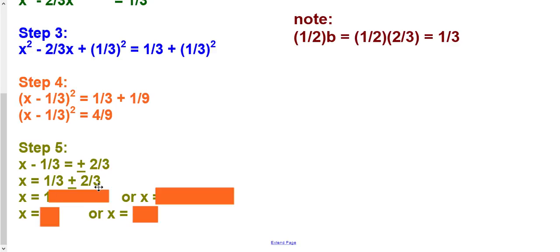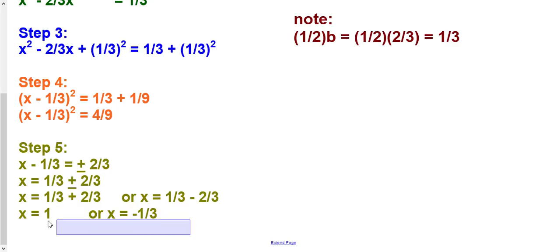Since these are both nice normal numbers, I can break it apart into 1/3 plus 2/3 and 1/3 minus 2/3. So 1/3 plus 2/3 is 1. 1/3 minus 2/3 is negative 1/3. So these are my two answers.